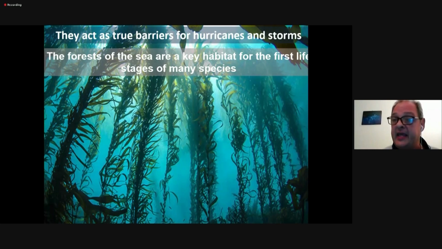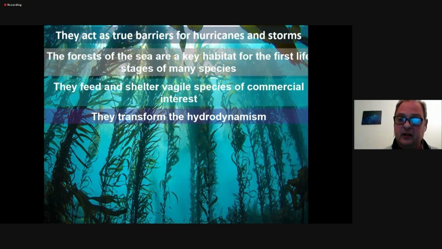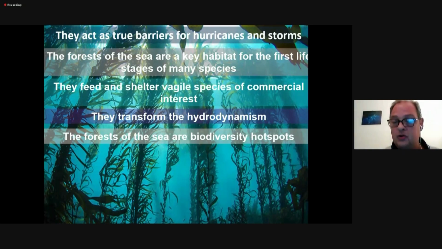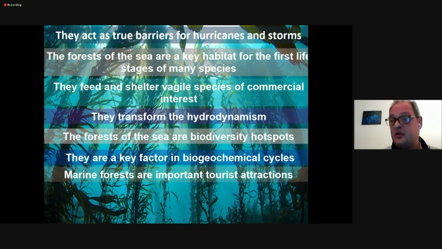The forests of the sea are also key habitats for many life stages of the species, in which they close their cycles or have a particular part of their lives in which they are living and growing. Of course, they also shelter species which are of commercial interest and are directly fished or harvested, and they transform the near-bottom hydrodynamics due to the complexity of their structures. They also are biodiversity hotspots, both Posidonia, also the forest, but you know very well also the coral reefs or the deep water corals. And they are a key factor in biogeochemical cycles, being also important as tourist attractions.